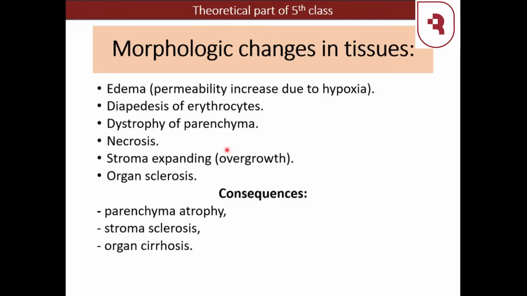Morphological changes in the tissues associated with edema include increased permeability due to hypoxia, diapedesis of erythrocytes, dystrophy of the parenchyma, necrosis, stroma expansion, and organ sclerosis. As a result, we will see parenchymatous atrophy, stroma sclerosis, and organ sclerosis. All of them are associated with two processes: overgrowth of connective tissue and atrophy.